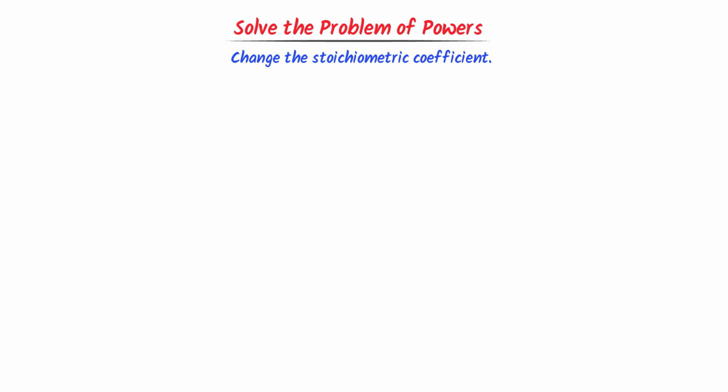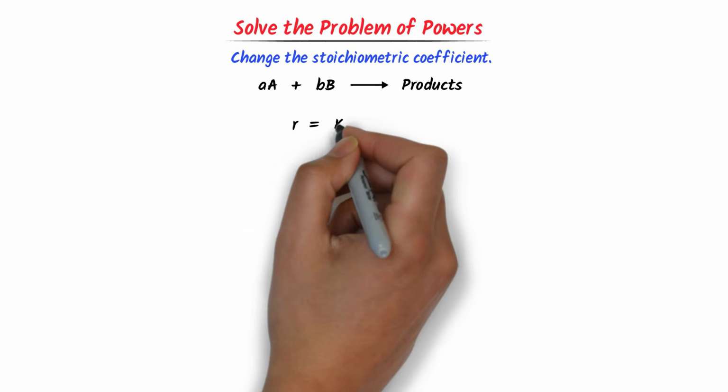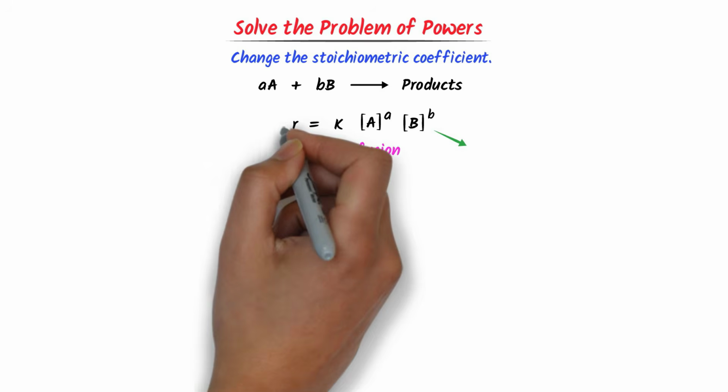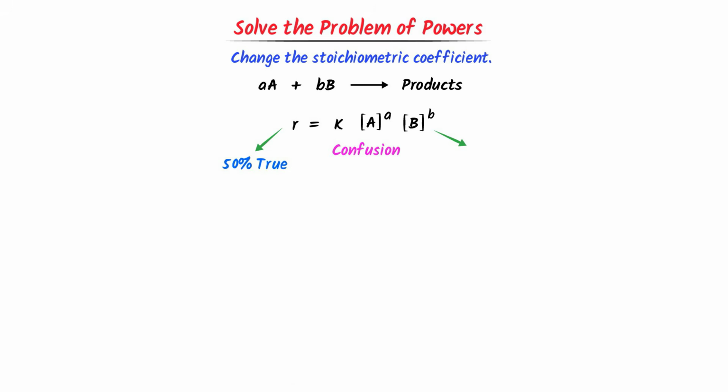For example, consider this general reaction. We know that its r equals k times the concentration of A raised to the power of its stoichiometric coefficient, and the concentration of B raised to its stoichiometric coefficient. Now there is confusion in this rate law expression. There is a 50% probability that it may be true, and there is also a 50% probability that it may be wrong.